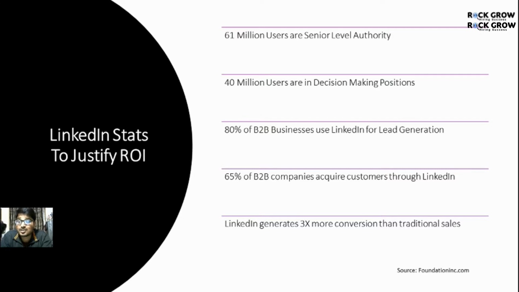If you see, 61 million users on LinkedIn are senior-level authority, and 40 million users are in a decision-making position. 80% of B2B businesses use LinkedIn for lead generation. 65% of B2B companies acquire customers through LinkedIn only. Because of these high statistics, with 40 million users in decision-making roles and 61 million at senior level, LinkedIn generates 3x more conversion than traditional sales methods.